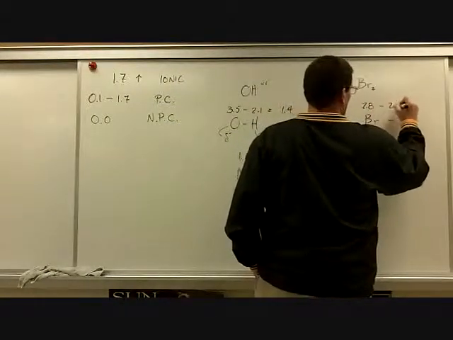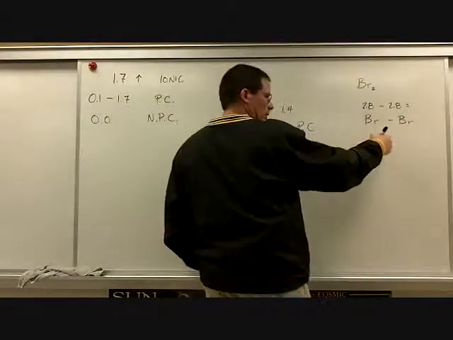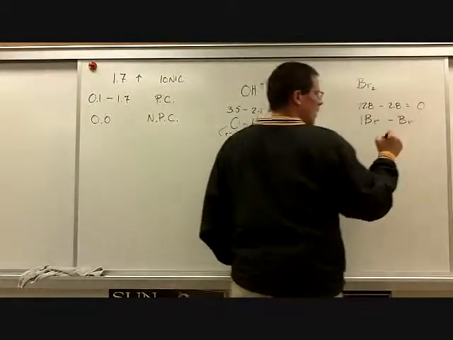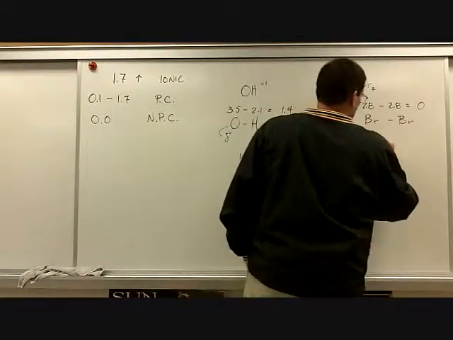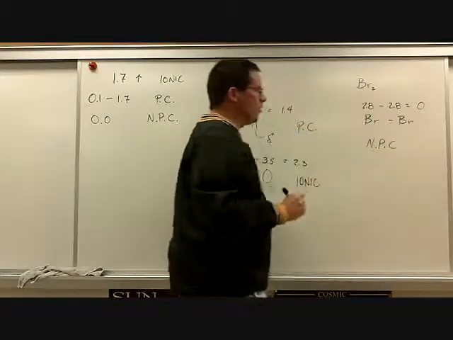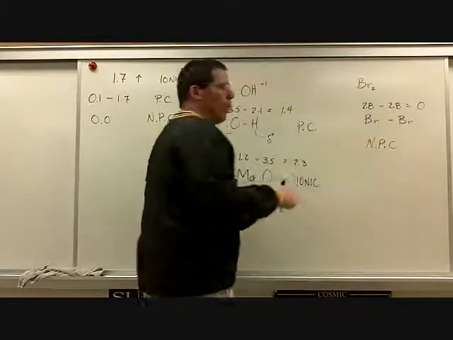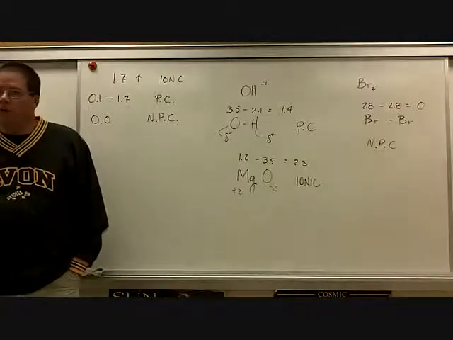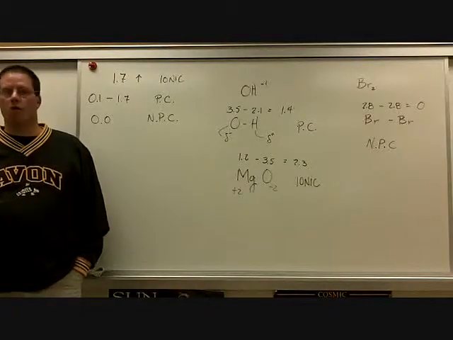So what's the difference in the electronegativities? 0. So what type of bonds do you have? Nonpolar covalent. So who has the greater attraction for these shared electrons, bromine or bromine? They're the same. So there's no partial charges, there's no charges.